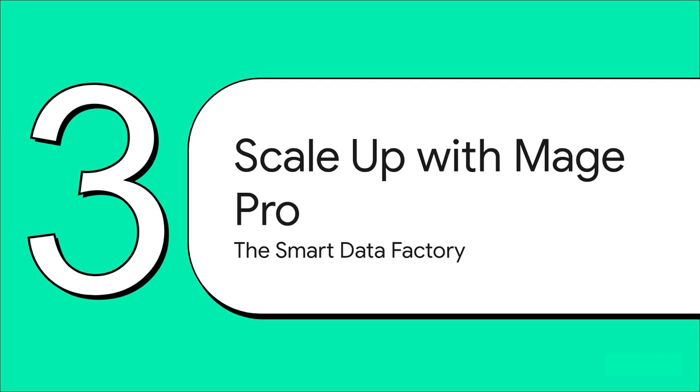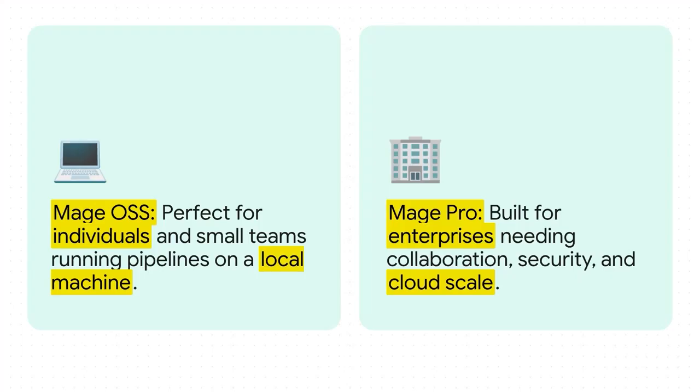Well, you graduate from that personal workshop to what you might call a smart factory. And that's where Mage Pro comes in. So the big difference between OSS and Pro is really all about scale. Mage OSS is perfect for you, on your laptop. Mage Pro is built for teams, for entire companies. The focus totally shifts to things like collaboration, serious security, and running in the cloud. And this is key.